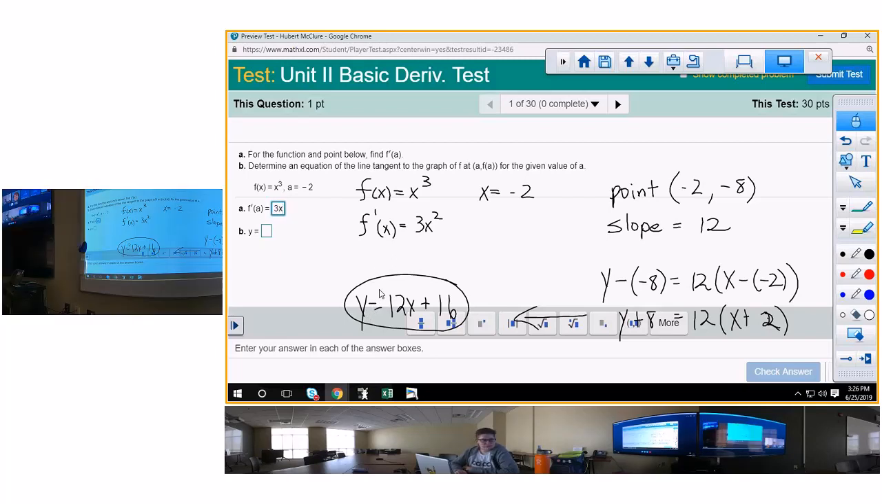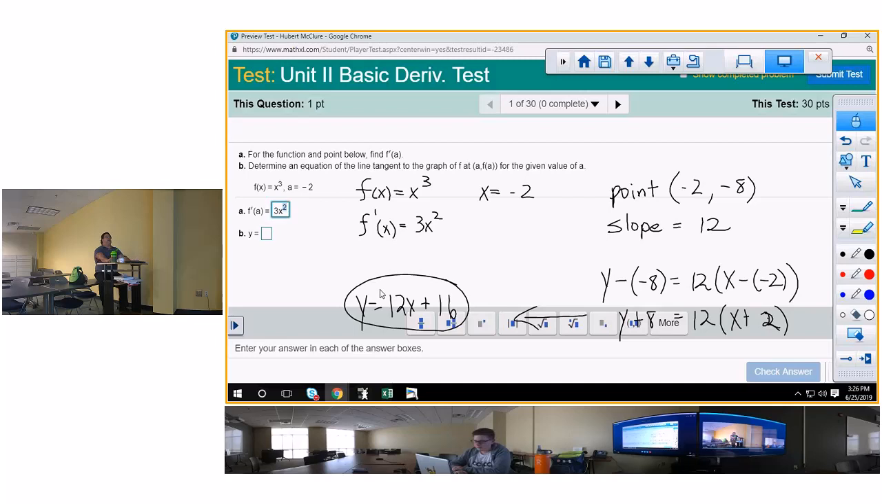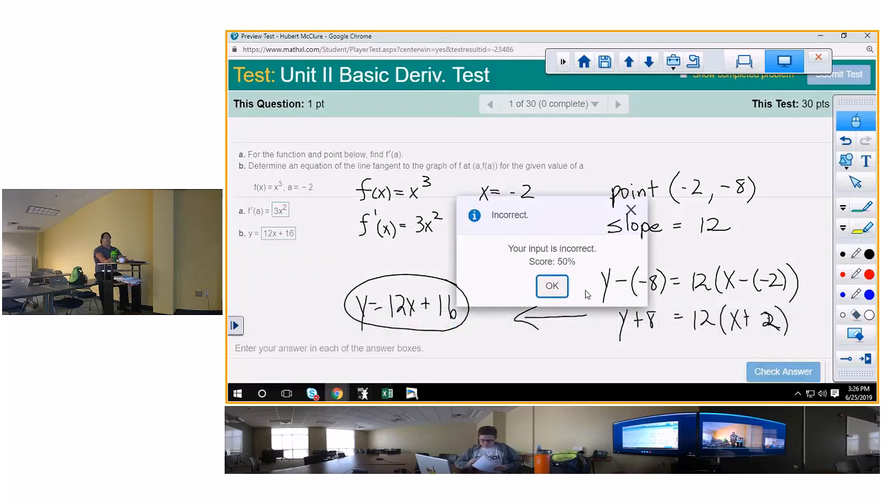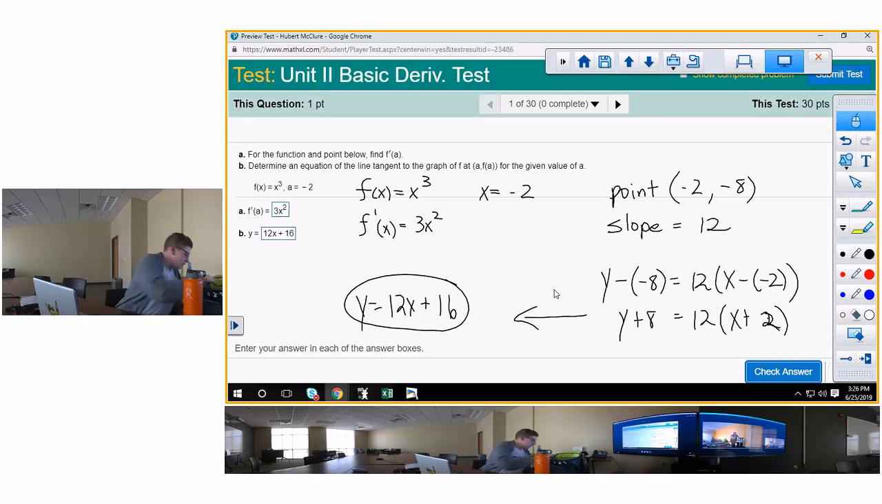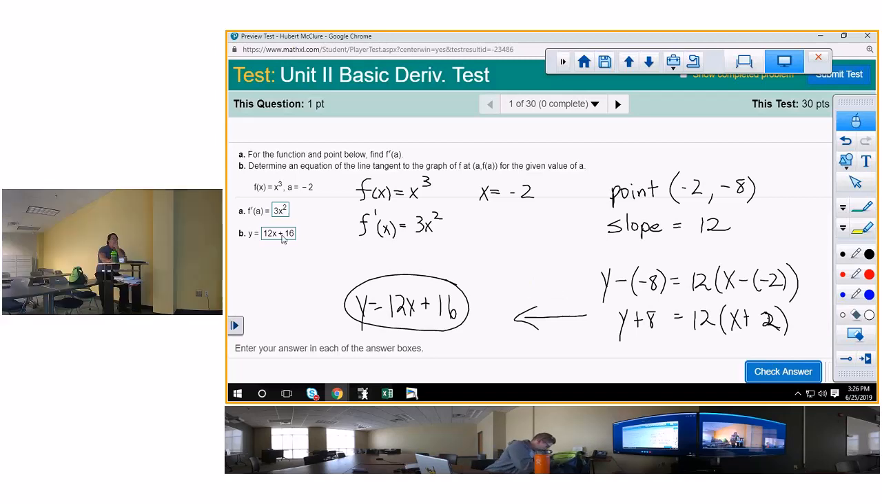So that's going to be 3x squared. And then this is going to be y is equal to 12x plus 16. 12x plus 16. And that should be correct. Okay, somebody check. Did I make a mistake somewhere?